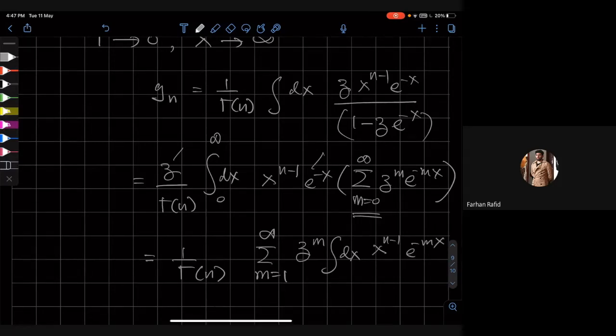Okay, is it clear how we did what we did here? Because if I multiply this, it becomes z to the power m plus 1. And if I multiply this, here we have e to the power minus (m plus 1) times x. So m equals 0 can be replaced by m equals 1. Okay, that's what we've done here. And this remains the same.